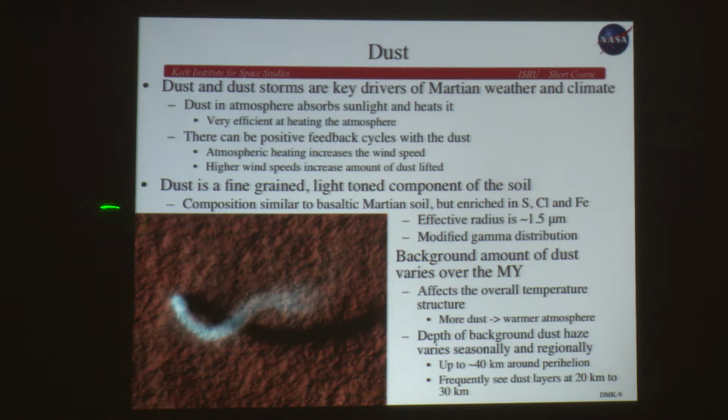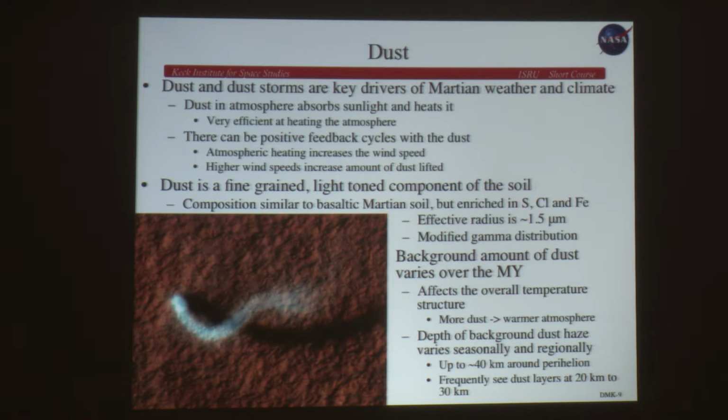The dust is ubiquitous on Mars. It's in the atmosphere, it's sitting on the surface, and it's basically a fine-grained, light-tone component of the soil. It's got a composition similar to the standard basaltic Martian soil with some enrichments of sulfur, chlorine, and iron in it. Effective radius is order 1.5 microns. We assume it's a modified gamma distribution. We don't have very good information on the dust in terms of what exactly it looks like. This is assuming that it's more or less spherical particles, which it definitely is not.